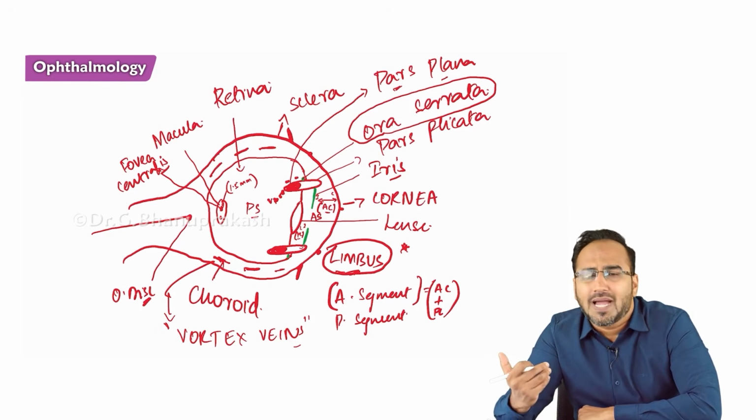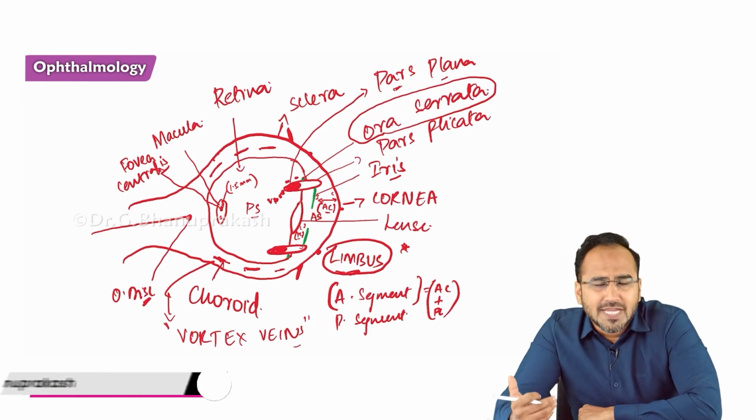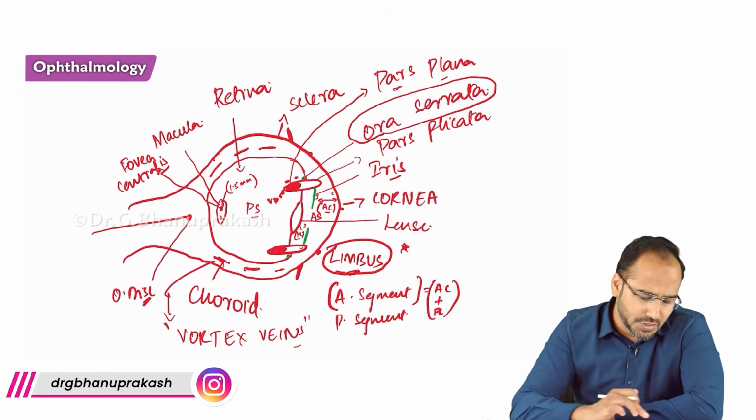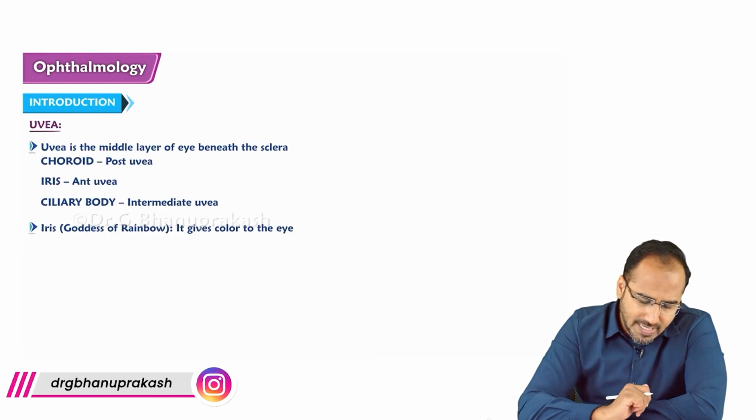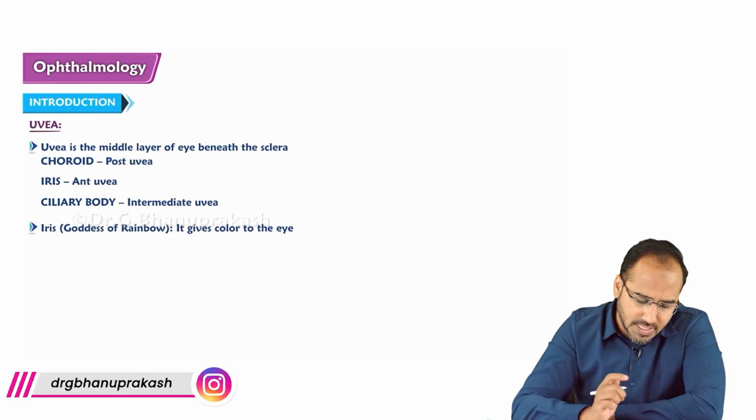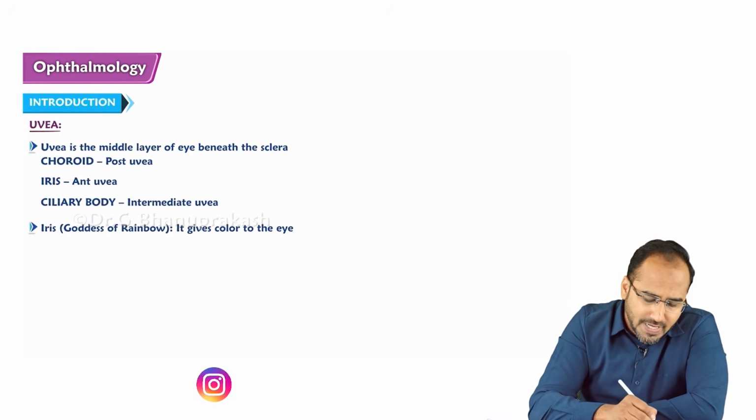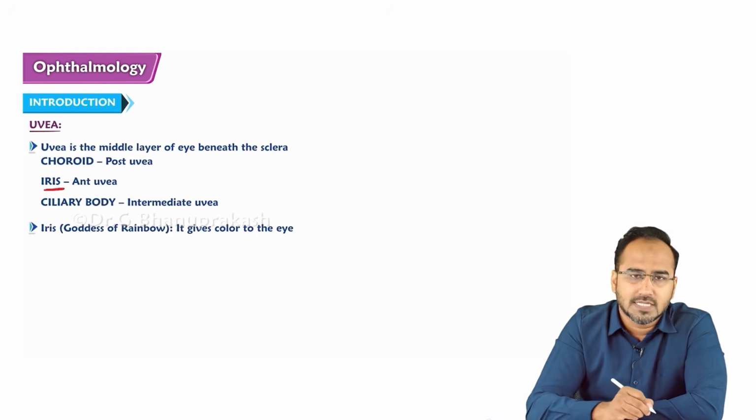Uvea is divided into anterior uvea, intermediate uvea and posterior uvea. Uvea is divided into what, guys? Anterior uvea, intermediate uvea and posterior uvea. Anterior uvea is what? Iris.